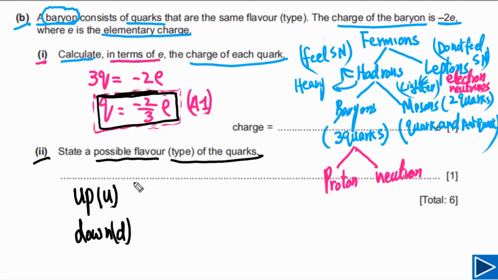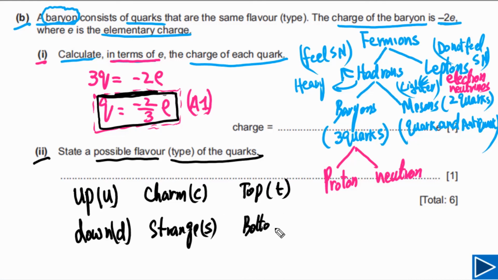The second generation means after up and down quark, we discovered the charm quark. Charm quark and strange quark belong to the second generation, so strange quark. After charm and strange quark, we discovered the top quark. Symbol for this one is small t. Top and bottom belong to the third generation. Means first we discovered up and down quark, they belong to the first generation. Then we discovered charm and strange quark, they belong to the second generation. Top and bottom were discovered at the end, so they belong to the third generation. Symbol for the bottom quark is b.